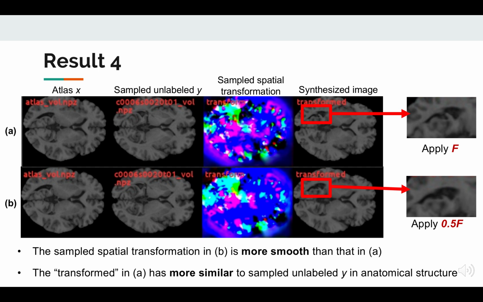For the fourth experiment, we adjust the sample transformation, which is an F matrix, to a continuous set. This figure shows the difference between synthesized images by applying matrix F and 0.5 F. The sampled spatial transformation in B is smoother than that in A, and the transformed images in A are more similar to the sampled unlabeled Y in anatomical structure. This shows that it is possible to synthesize more images and labels by using a continuous set of transformations.